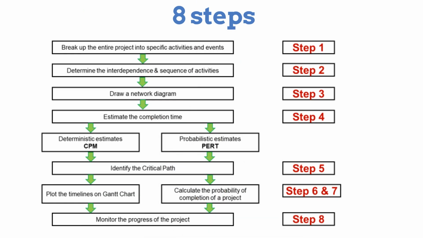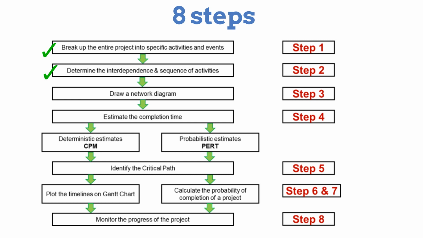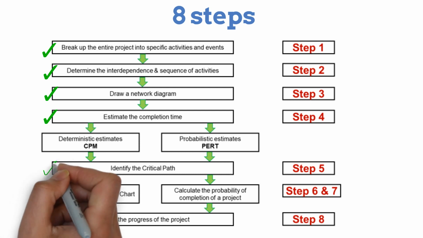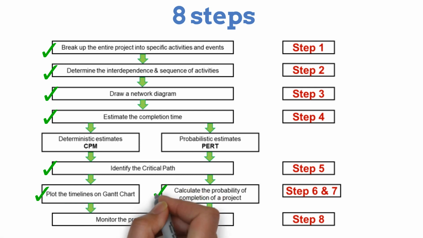Step 1. Analyze and break up the entire project into specific activities and events. Step 2. Determine the interdependence and sequence of those activities. Step 3. Draw a network diagram. Step 4. Analyze to estimate the completion time. Step 5. Identify the critical path from the network diagram. Step 6. Plot the timelines on a Gantt chart. Step 7. Calculate the probability of completion of the project.